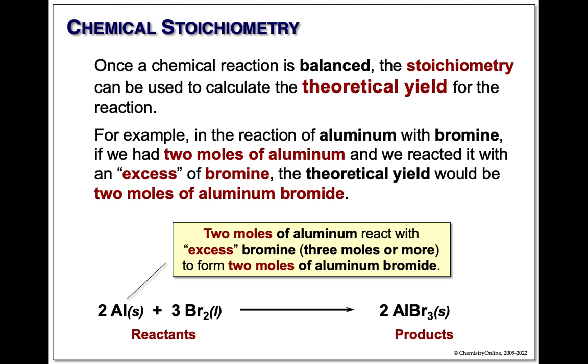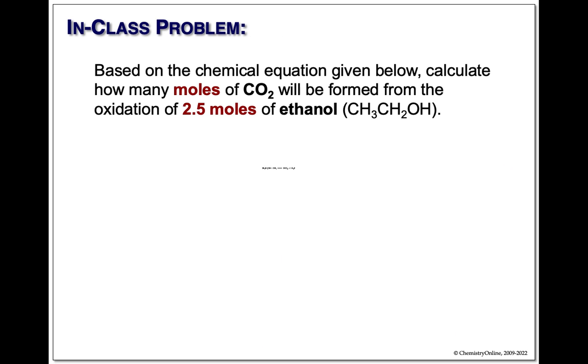Typically, reactions, when you do them in a real lab, you don't do them according to the coefficients. In this reaction, we would put in excess bromine. Bromine is difficult to work with. We would just put in a whole bunch of bromine and only 2 moles of aluminum. We're still only going to get 2 moles of aluminum bromide. Let's see how this works.